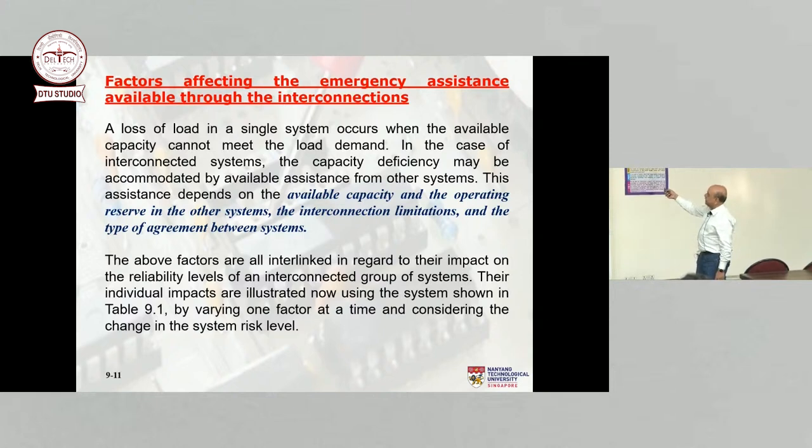So the factors affecting the emergency assistance, we are now going to consider one by one.